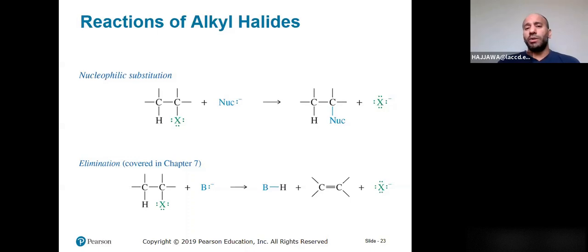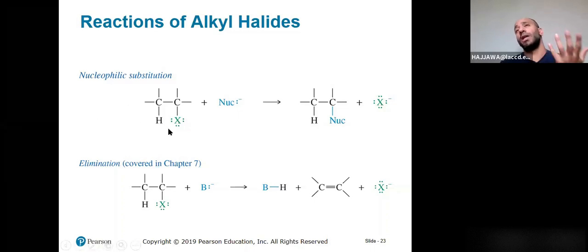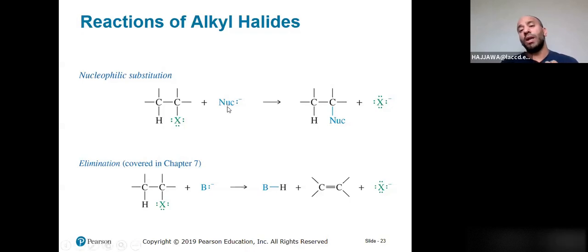Reactions of alkyl halides. There are two types of reactions that those alkyl halides will undergo. One will be discussed in chapter 6, that's the nucleophilic substitution, and one will be discussed in chapter 7, that's the elimination. Nucleophilic substitution is when you have an alkyl halide reacting with a nucleophile, and we'll see examples of those nucleophiles, and the nucleophile will end up substituting the halide. So you end up making a structure out of this nucleophilic substitution reaction where the halide is kicked off and the nucleophile substitutes that halide. So you end up making this structure.